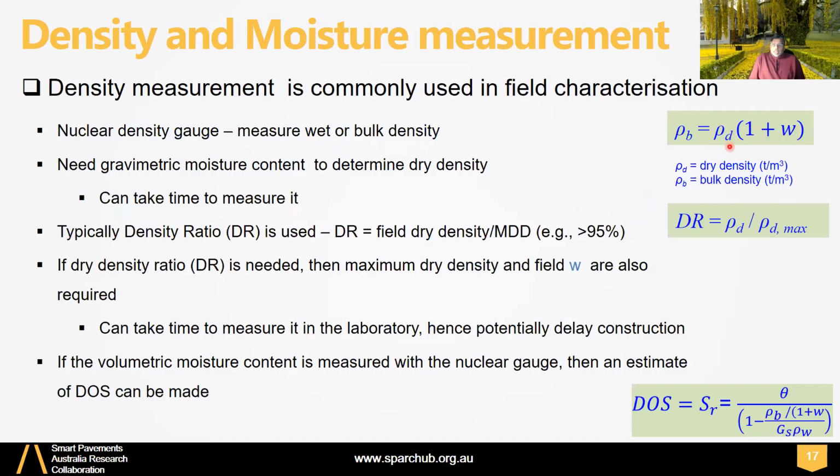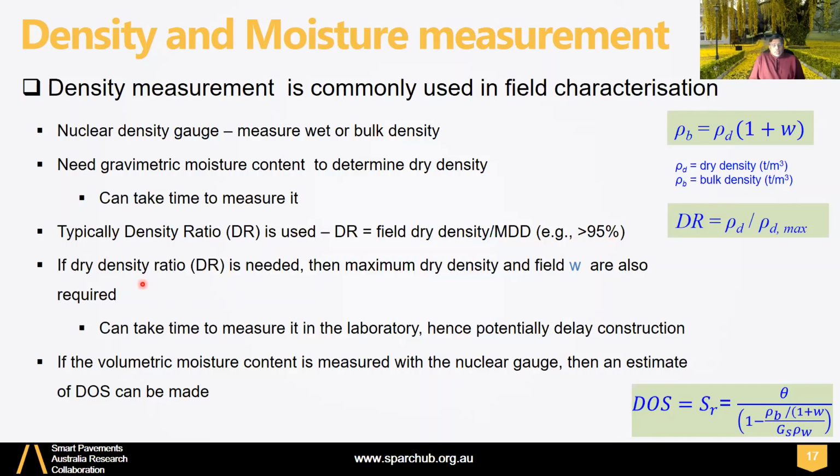So in order to get dry density, which is normally the specified value, you need to determine water content as well, right? And water content, of course, may need oven drying and so on. So typically, specifications can involve a density ratio, which is field dry density, if you determine that using this formula, divided by maximum dry density with Proctor, modified or standard, usually modified is used. Then a specification might say it has to be more than 95%.